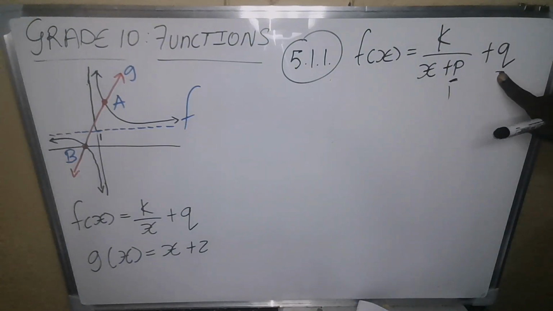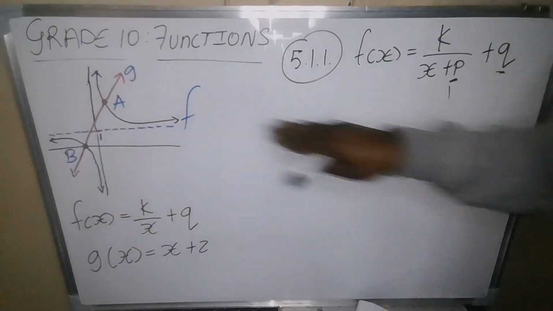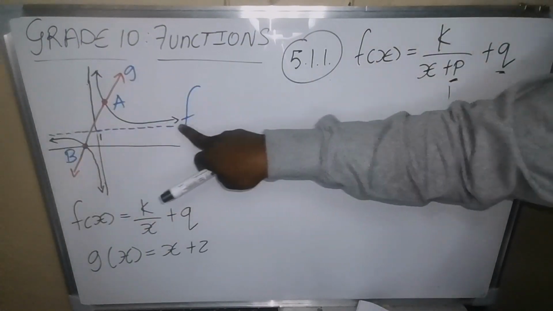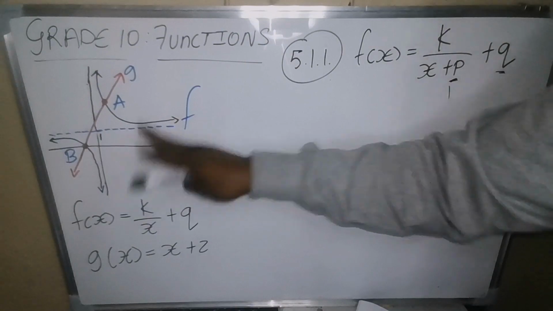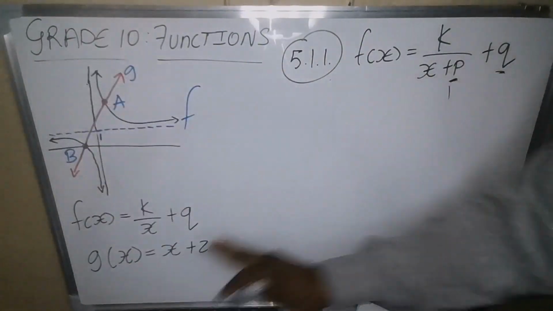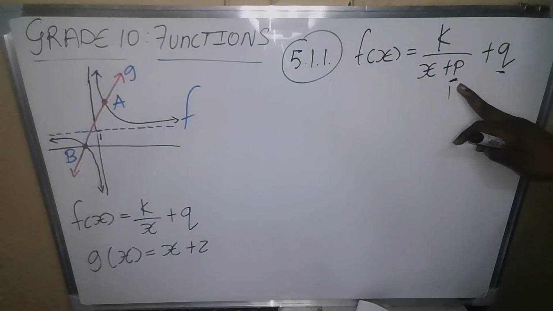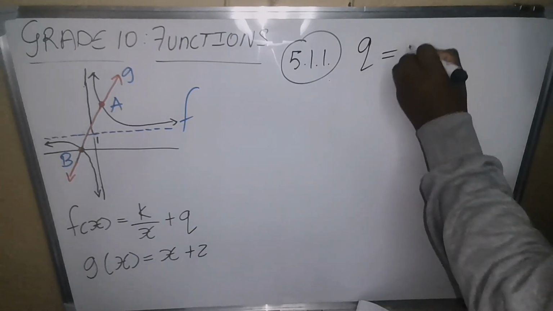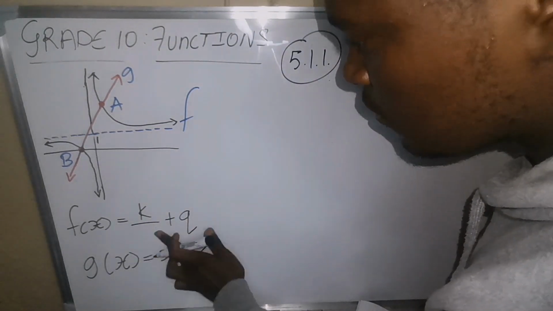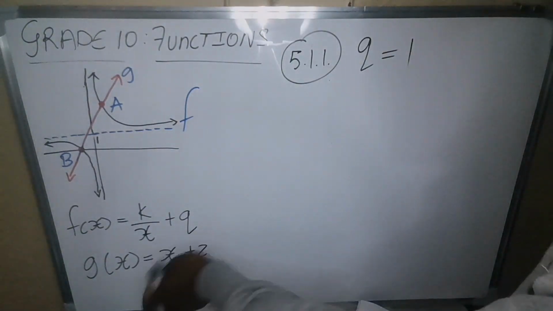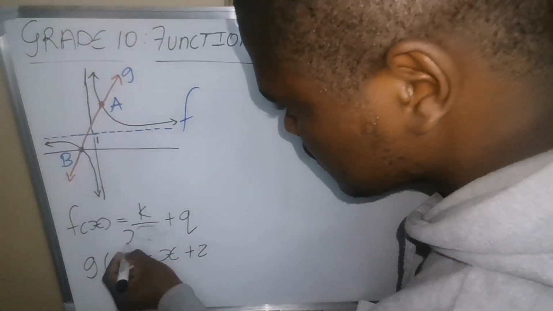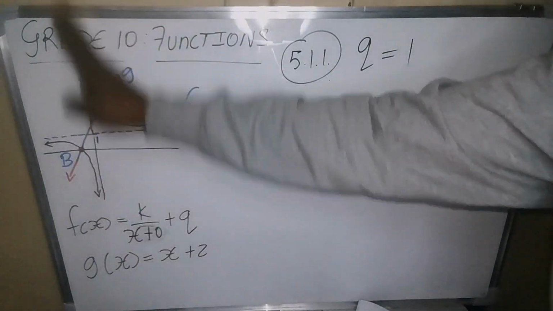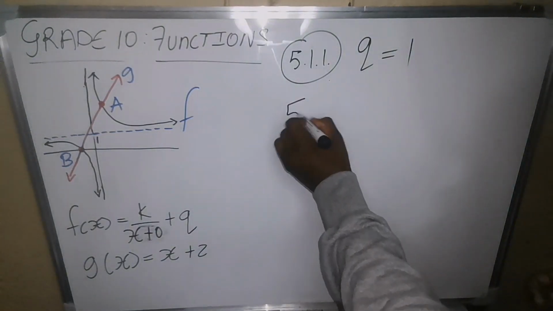q is our horizontal asymptote, p is our vertical. This graph will never touch this dotted line, and these two branches will never touch the y-axis, because the vertical asymptote is 0, which is the value of p. So the value of q is 1. And for p, if there's k over x with nothing added, it is x plus 0, and that 0 is the value of p. The graph will never touch the y-axis line. That's the basic logic behind it.